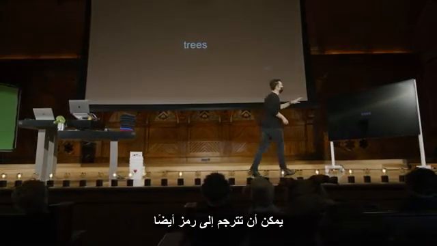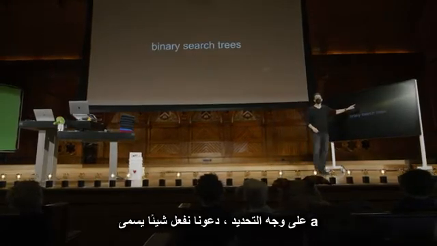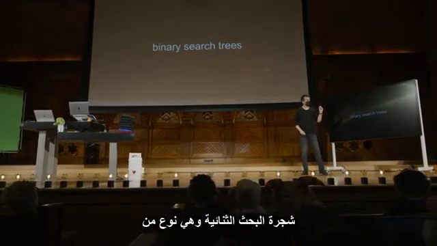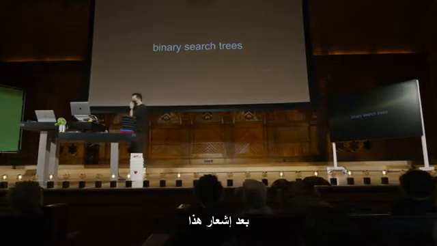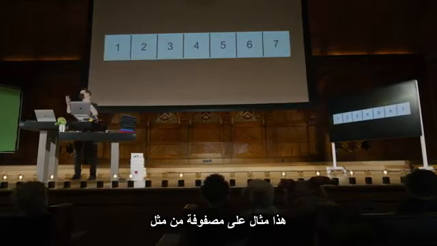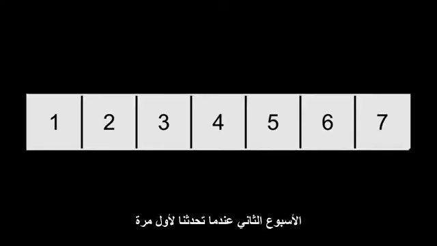But that's something we could translate into code as well. Specifically, let's do something called a binary search tree, which is a type of tree. And what I mean by this is the following. Notice this. This is an example of an array from like week 2 when we first talked about those and we had the lockers on stage.